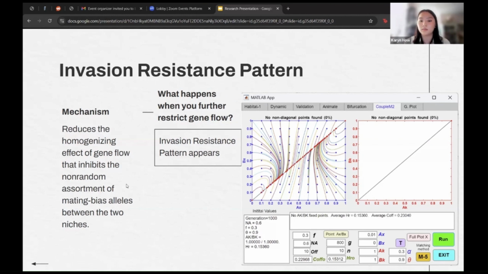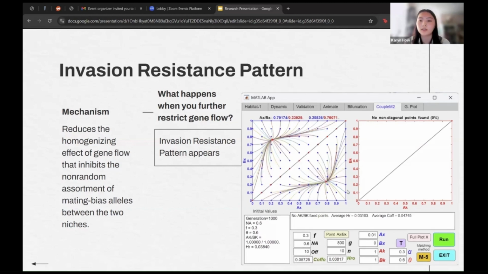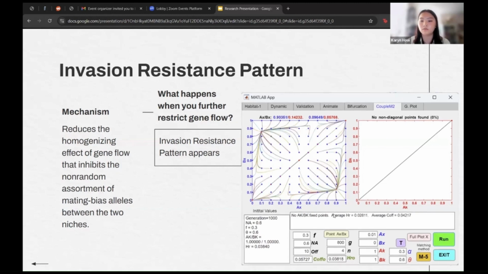So from earlier, we had this one where it was a divergence and it converged into a single polymorphism where it's able to establish reproductive isolation. But as we decrease the number of mating rounds, from 10 to 4, it creates the emergence of an invasion resistance pattern. So our AX mutant mating bias allele right here, 0.01, is unable to invade into the system and moves towards 0, meaning that it can't establish in the system.